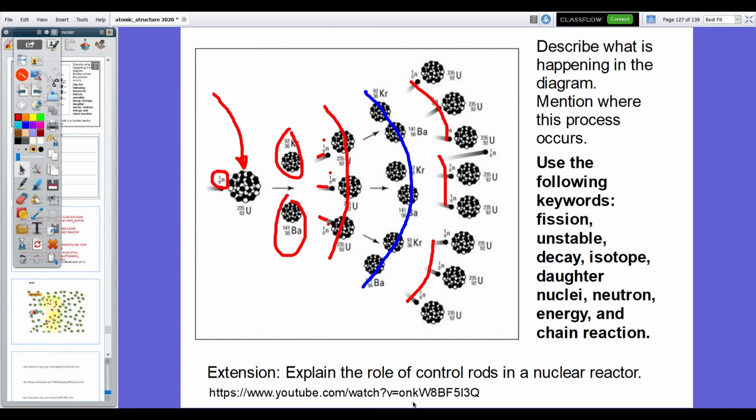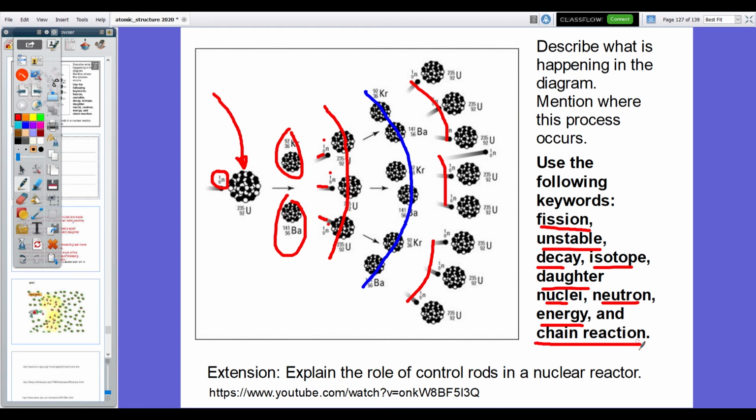The last thing I want to do before I finish on this, though, is that we're going to go through this in a minute. If you're trying to do a GCSE, you're going to want to be able to answer a good description of what's going on in this diagram using all these keywords. This is what I would do in lesson now.